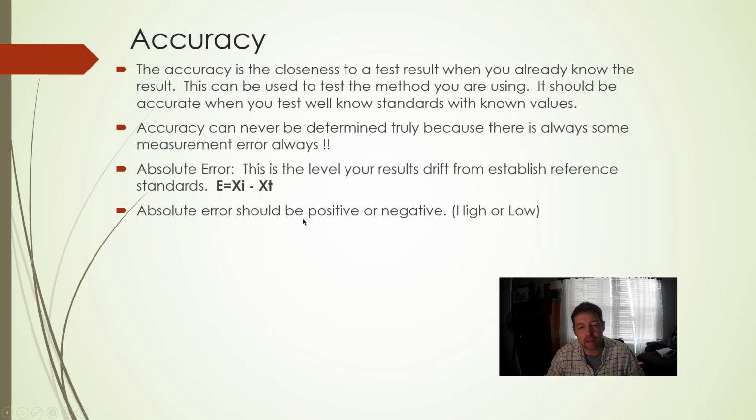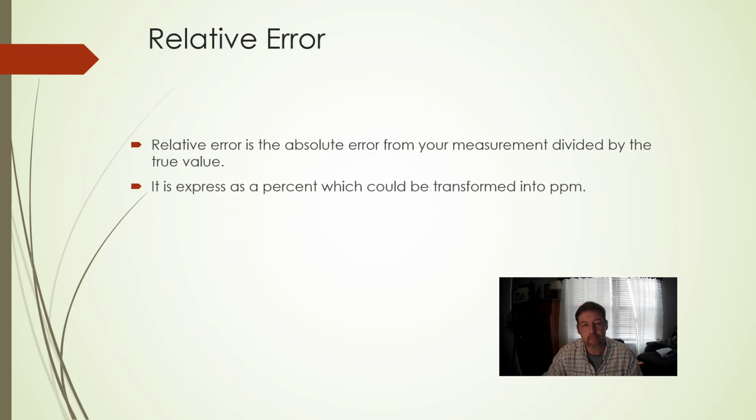Absolute error should be either positive or negative. So you're either going to be high or low. You can have a negative reading for accuracy. It means you were just below the accepted reference standard.